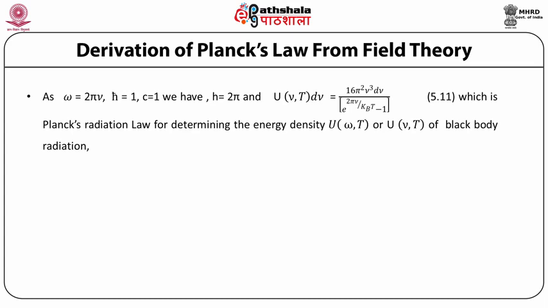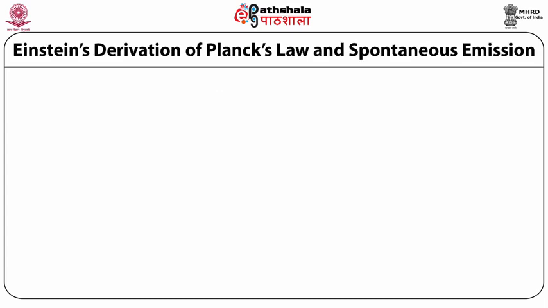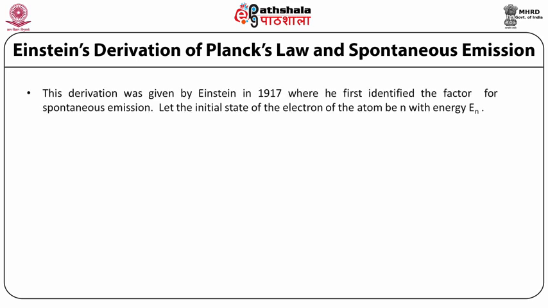of black body radiation. Einstein's derivation of Planck's law and spontaneous emission. The derivation given by Einstein in 1917, when he first identified the factor for spontaneous emission, will also be briefly mentioned now. Of course, the field theory derivation we gave just above could happen only after 1927, but Einstein derived this formula in his own way, in an intuitive way, in 1917.